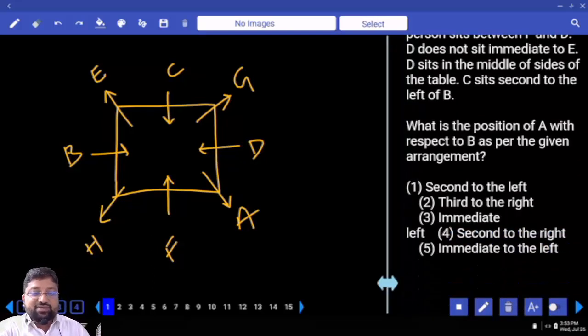What is the position of A with respect to B as per the given arrangement? With respect to B, shortest is third right. Do we have third right in the options? Yes.